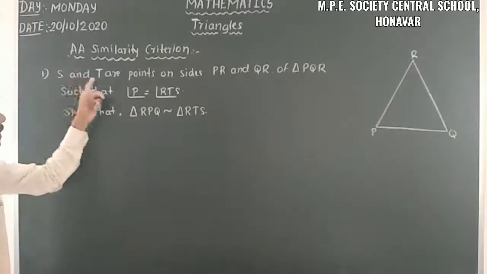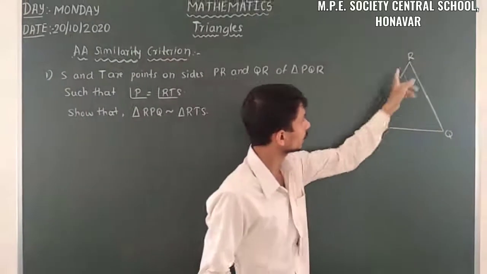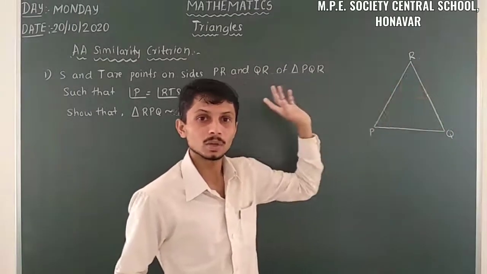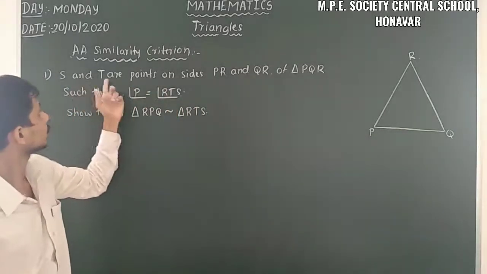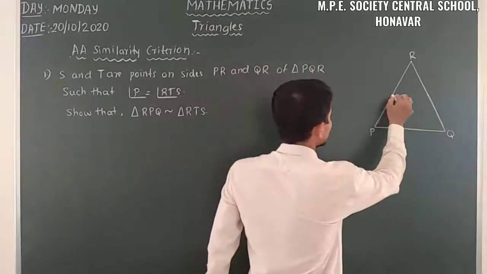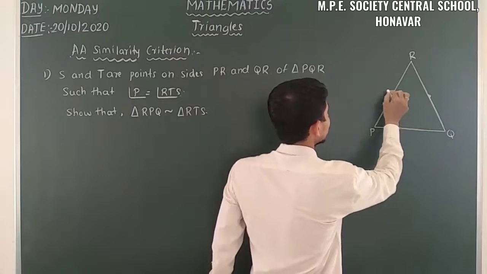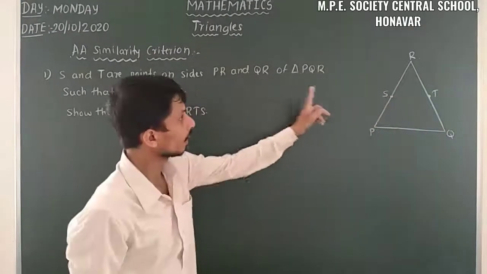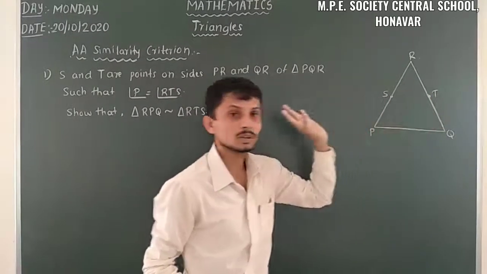Here S and T are points on PR and QR. I am taking the triangle as PQR like this. So on PR and QR there are points S and T. Here I am considering S, and here I am considering T. So S is a point on PR and T is a point on QR.